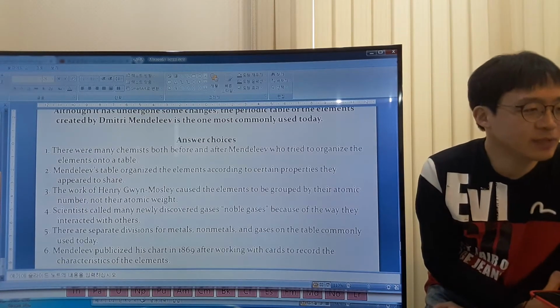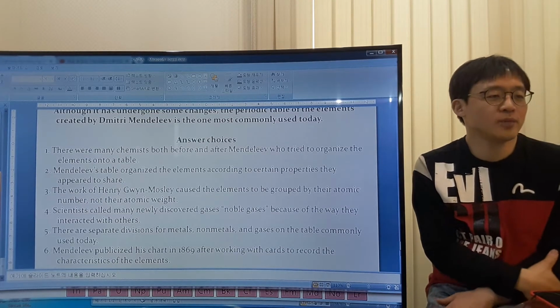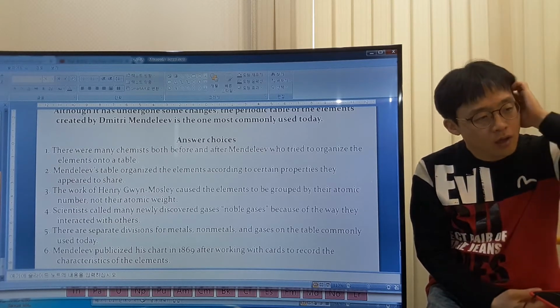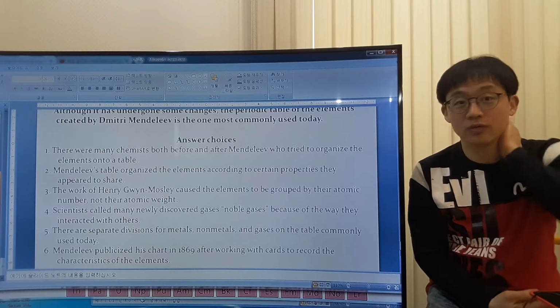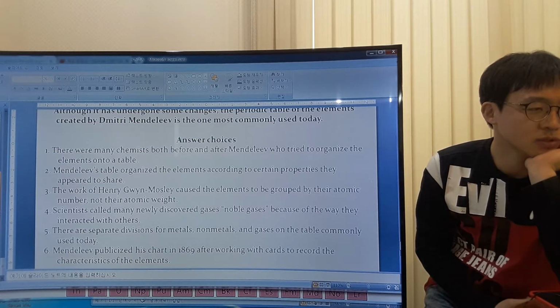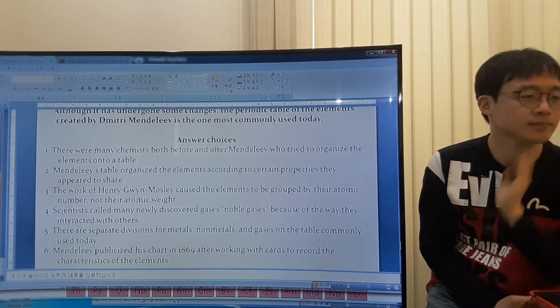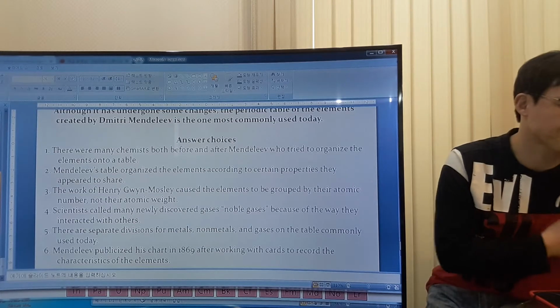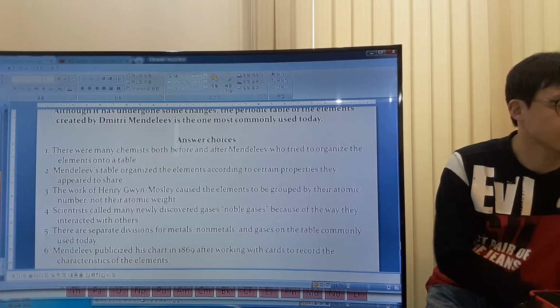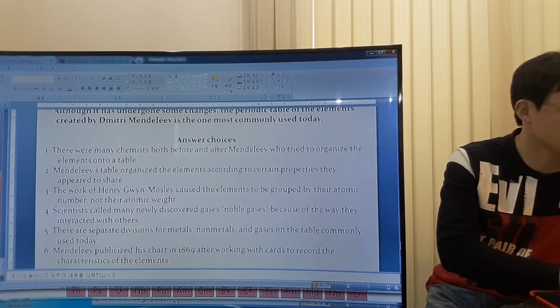There were many chemists, both before and after Mendeleev, who tried to organize the elements onto a table. This is right? Mendeleev's table organized the elements according to certain properties they appear to share. Okay, let's look one by one. If you talk about number one, right?